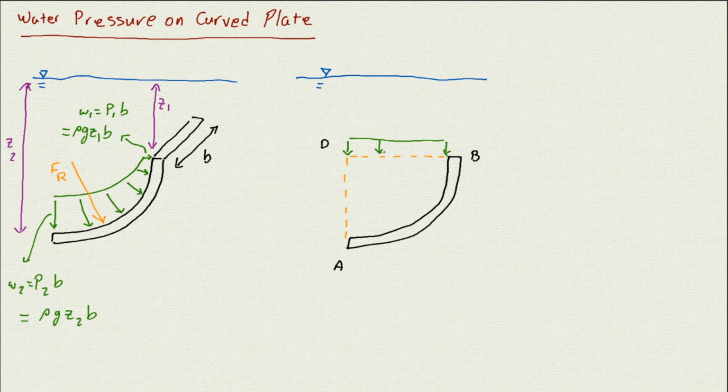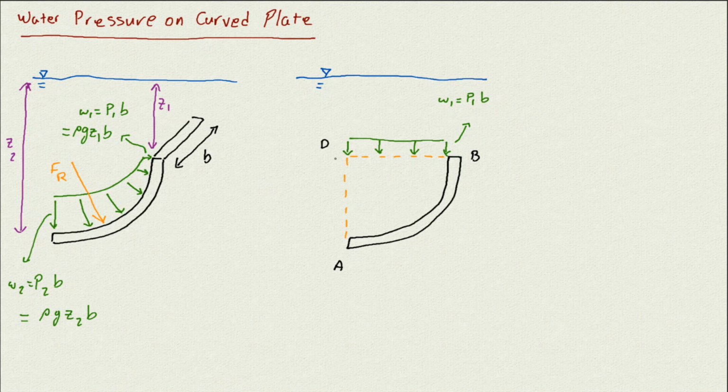And the magnitude of that again is going to be W1, which is the pressure at point 1 times the width of the plate. And it's going to be constant because of the Z. And this load comes from the pressure in this column of water. The column of water is above the BD.